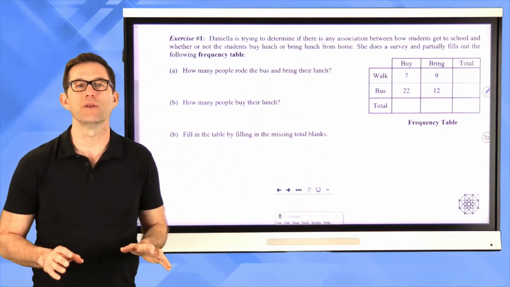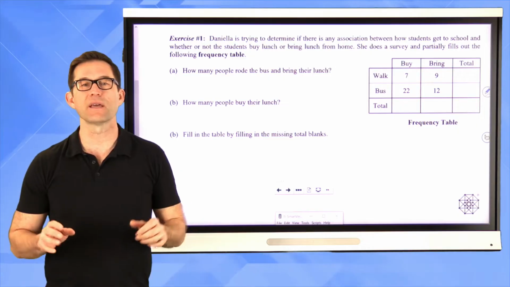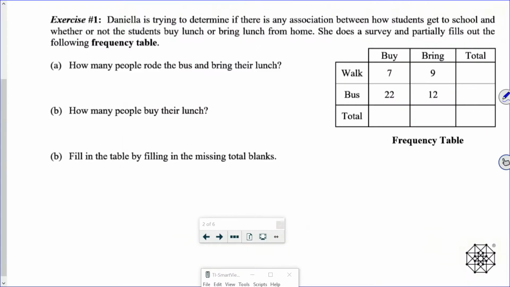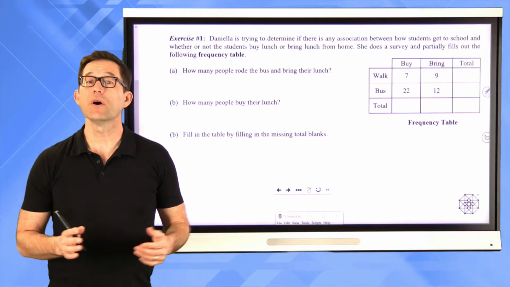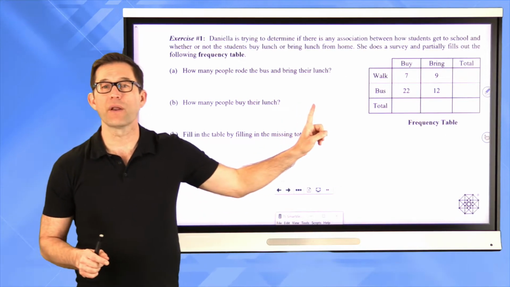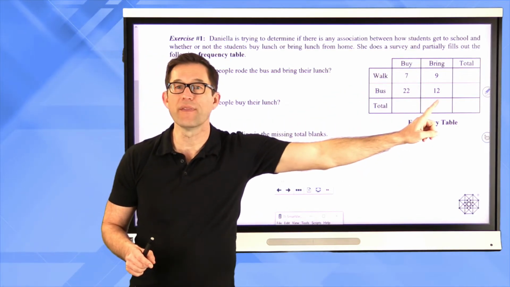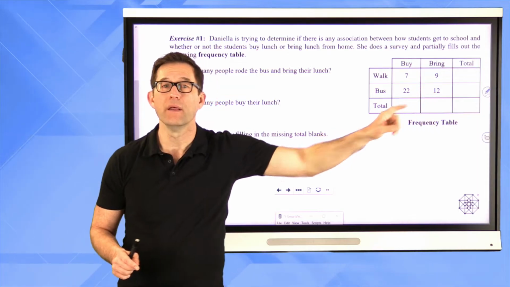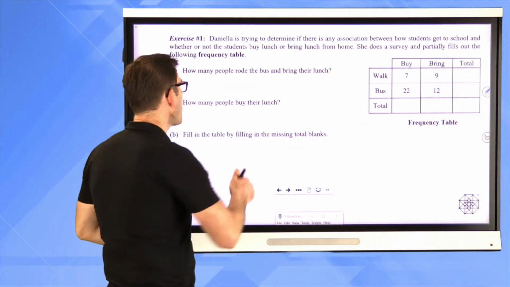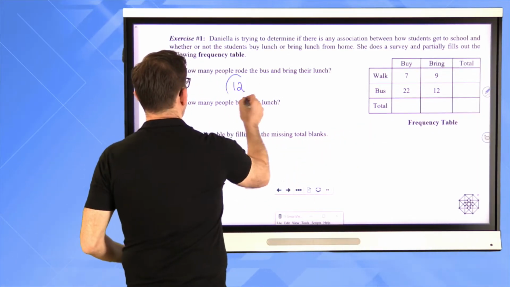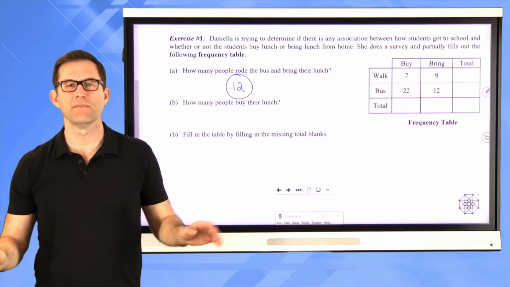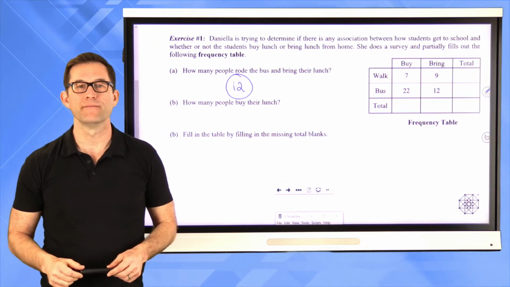Now I want to make sure that you can read the frequency table. So let's take a look at letter A. How many people rode the bus and bring their lunch? All right, so that's simple enough. We want to figure out the people who rode the bus and bring their lunch. That's 12 people, right? So those are the people that fall into both categories, and that's just 12. Simple, easy math.